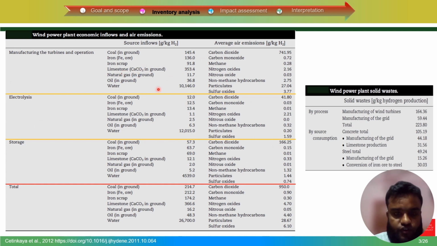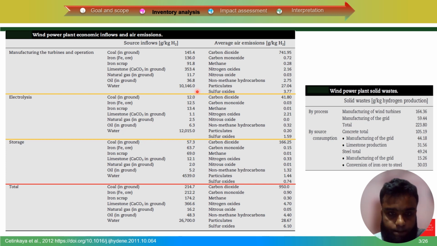This is the summary of the data. So now iron is 91.8 iron scrap. Limestone, how much required? 353 gram. Oil, how much? 36.8. So water, 10,446.